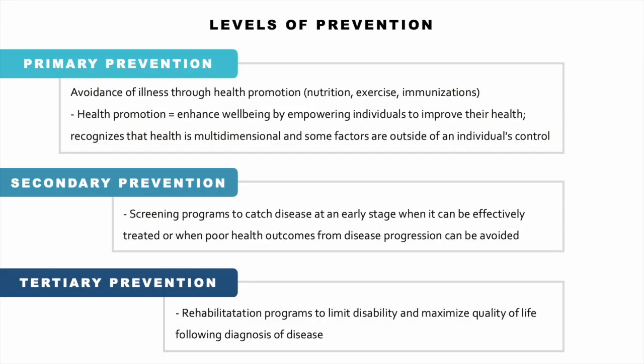Preventive health is broken down into three levels. Primary prevention is when illness is avoided through health promotion activities and protective actions such as nutrition, hygiene, immunizations. Health promotion is enhancing well-being by empowering people to improve their own health.